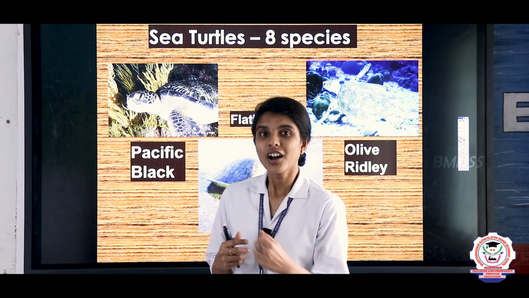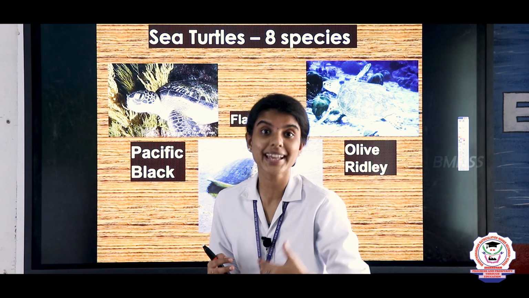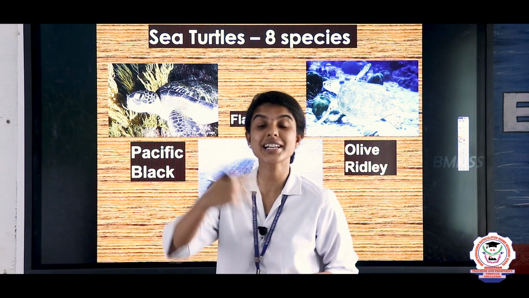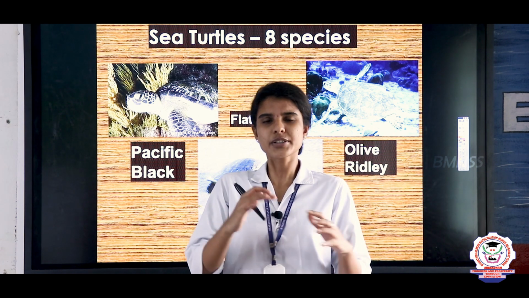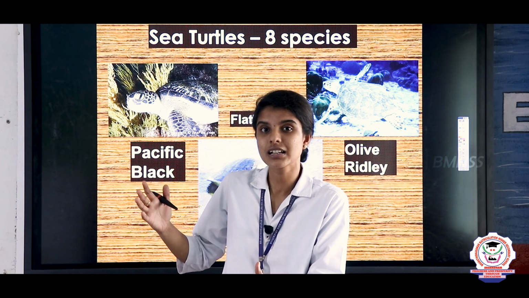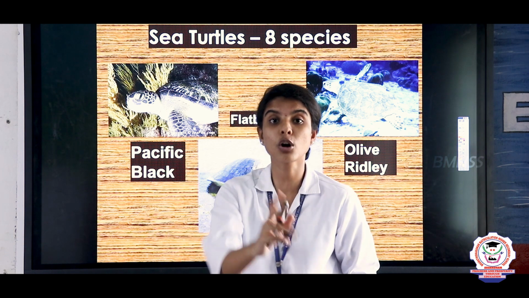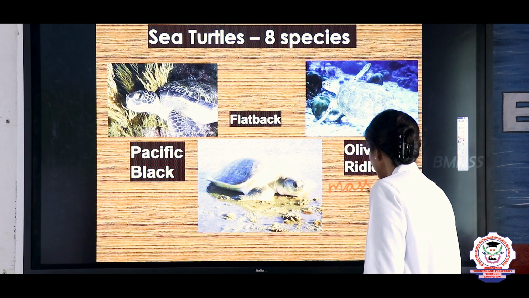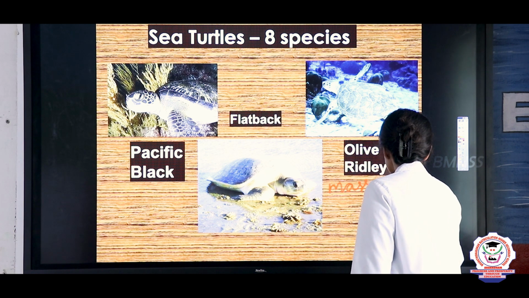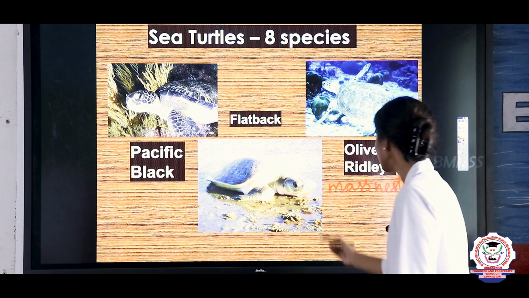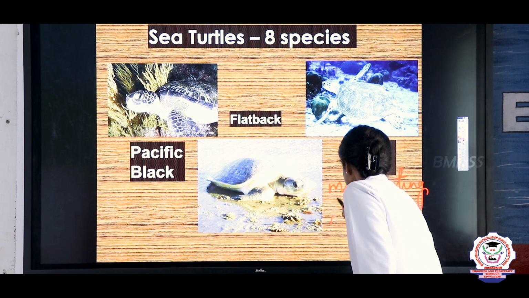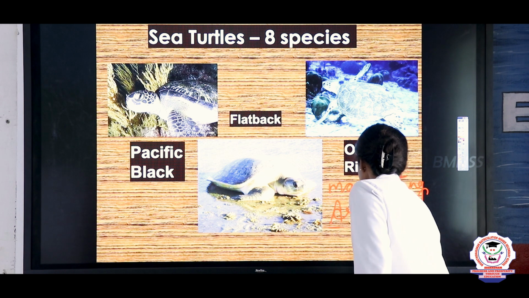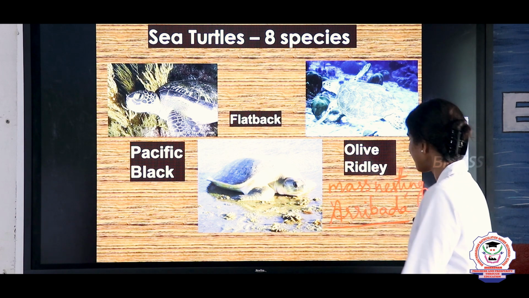Do you know one thing? Olive ridley come ashore to lay eggs, and Odisha is one of the places in the world where we can see mass nesting of sea turtles. Mass nesting is termed, or preferably called, arribada. So mass nesting means arribada. This is usually seen in Odisha all over the world. So this is called mass nesting.